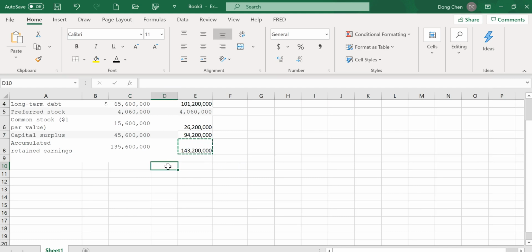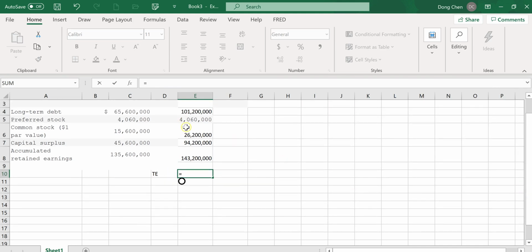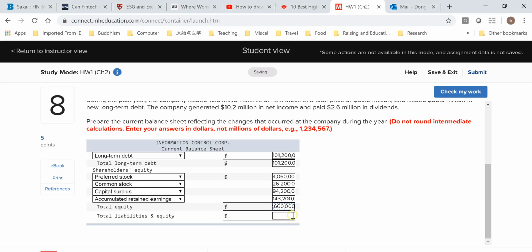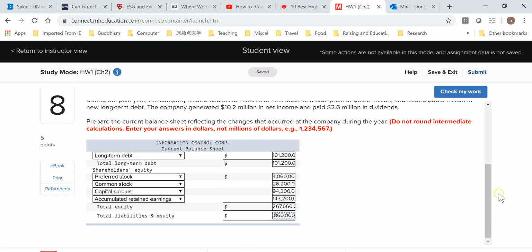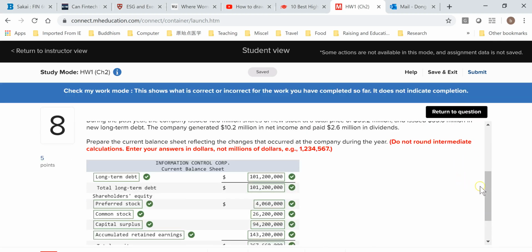Now I can calculate the total equity. The total equity is simply the sum of all these amounts: preferred stock, common stock, capital surplus, and accumulated retained earnings. That's my total equity. Copy that number back. And finally, total liabilities plus total equity is simply the sum of the long-term debt and the total equity. Then I can copy this number back. Now it's time to check my work. All right, great.